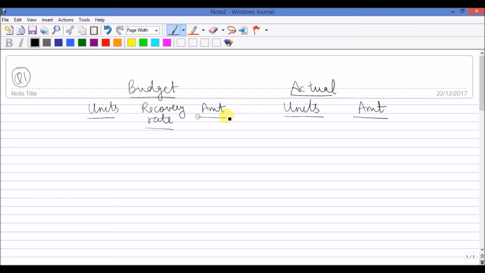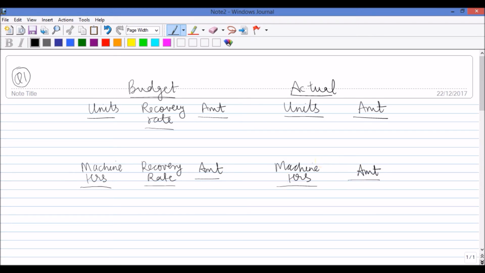So one thing you need to remember. The second thing is here I'm writing the machine hours. Here I'm writing the recovery rate, and here the amount. Again, here are the machine hours, and here it is the amount. I don't want anyone to learn the formula. Kindly follow the lecture.